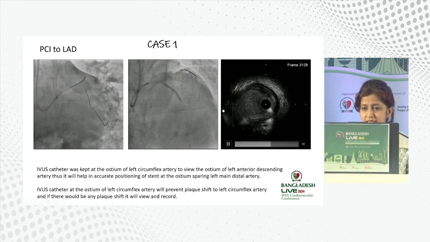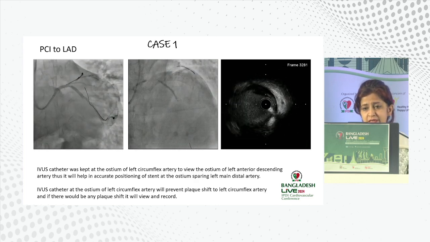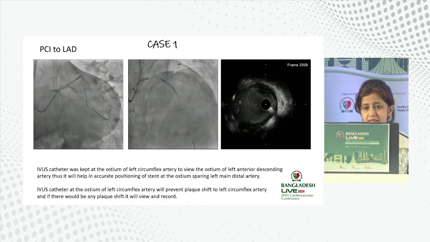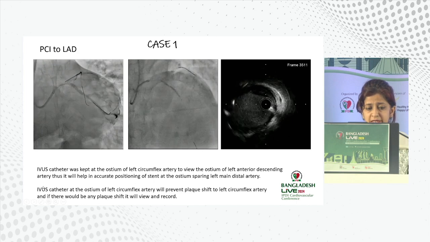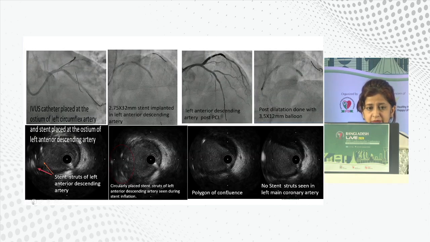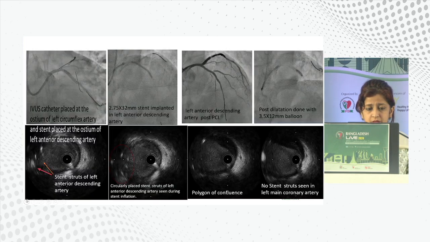You can see the stent struts inflating circumferentially, and it will prevent the plaque shift better than the wire alone. If there is plaque shift, it will be recorded, and it will also prevent to and fro movement of the stent in the LAD. So this was the procedure. We took the IVUS catheter in the SAC and we recorded. You can see the circumferentially placed stent struts in the LAD, and this is after post-dilatation view. There was no stent strut in the left main distal.